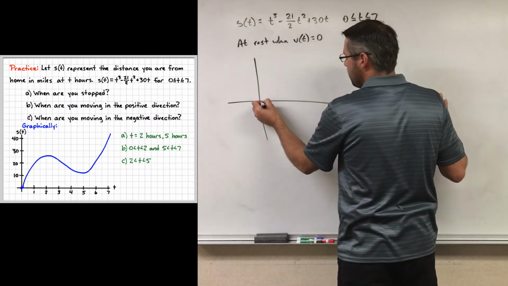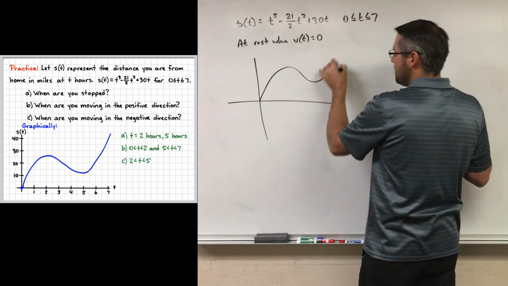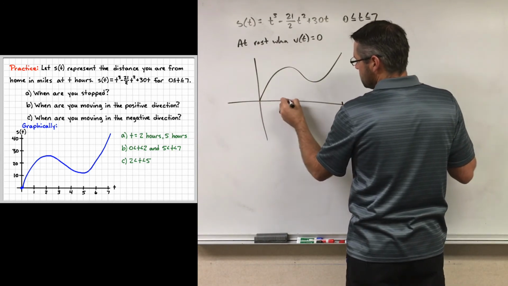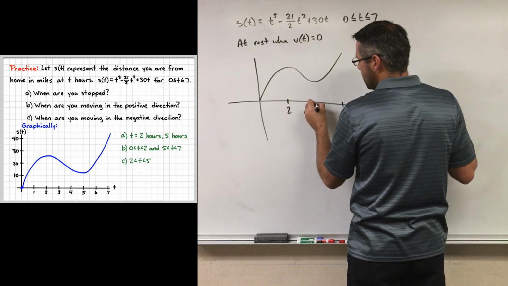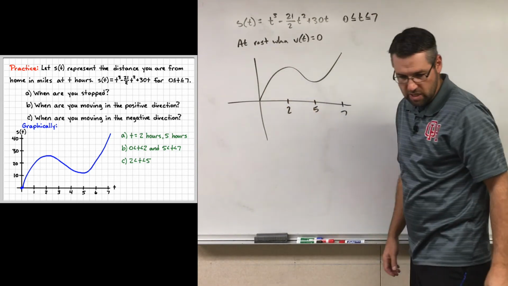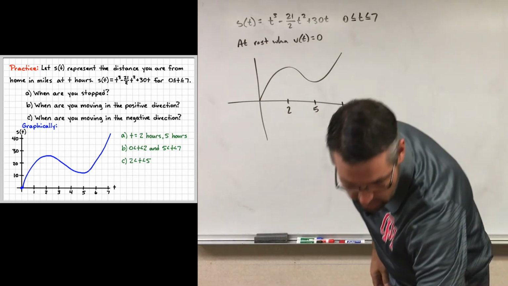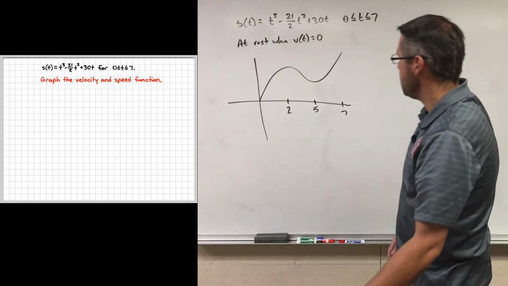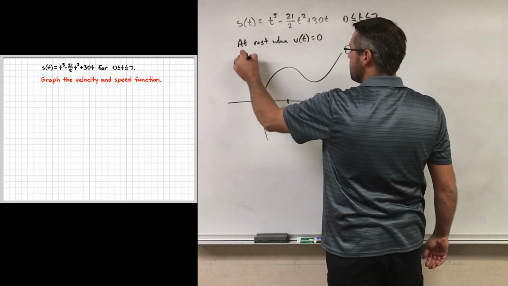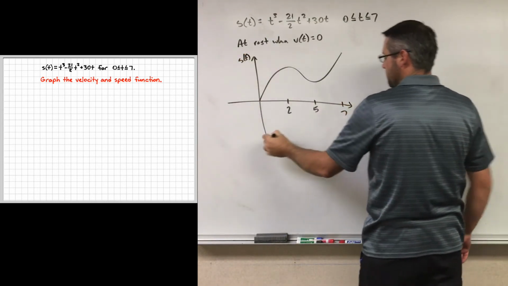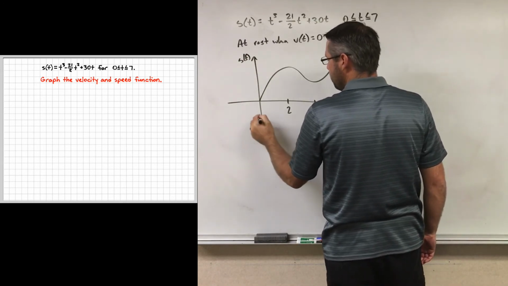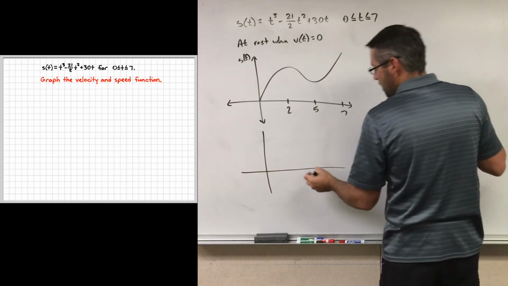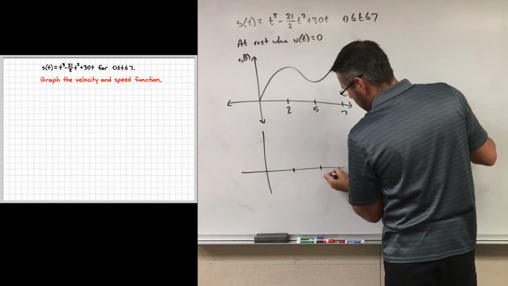We know that this graph goes up and then down and then up again. So when t equals 0 and t equals 7, and then this was t equals, I believe, 2 and t equals 5. Those were the key components to that. And so let's go ahead and jump ahead here. How do we graph the velocity and the speed? Well, if this is my position graph, remember velocity is the derivative. So if I want the derivative of this, let me go ahead and put it right here. We're going to identify the same key points.